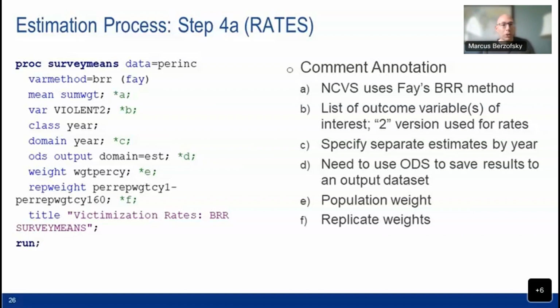You can just put the range as long as they all have the same basic root, and the only difference is the number at the end. So the weight name is the same. The only difference is the number at the end, 1 to 160. Then you can just put a dash and list them all.